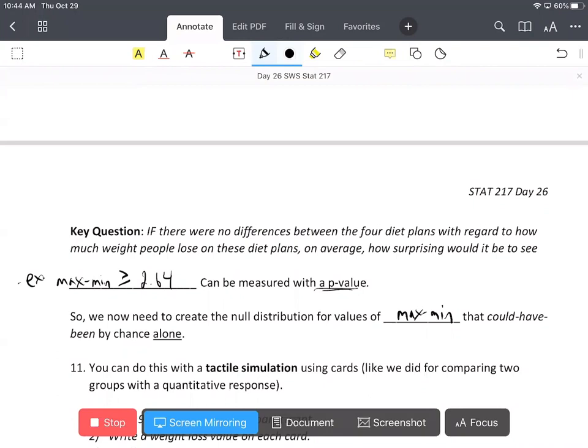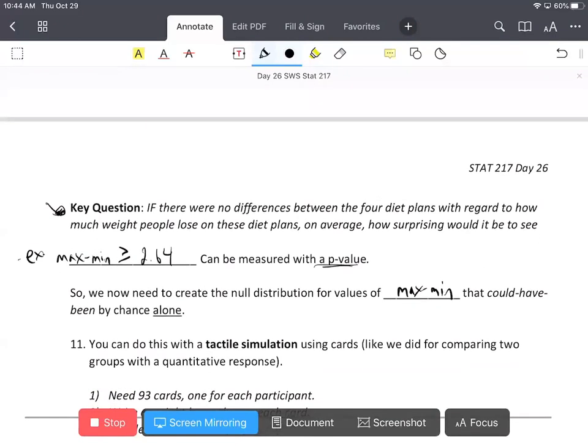And so this is looking if the null is true, just like we've done before when we compared data, or when we did it looking between 2 means. So we could do a tactile simulation using cards, like we did for comparing 2 groups with a quantitative response. Think a little bit how you would do that. First of all, how many cards would you need? Hopefully you said 93. Because we're going to need 1 for each participant, right? So we're going to need 1 card for each participant.